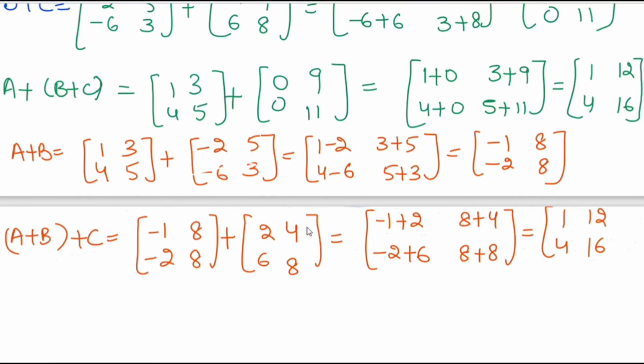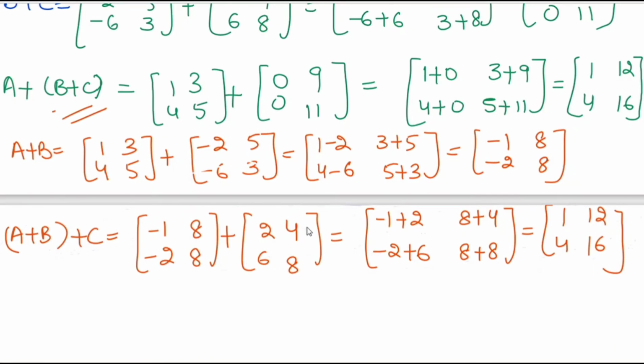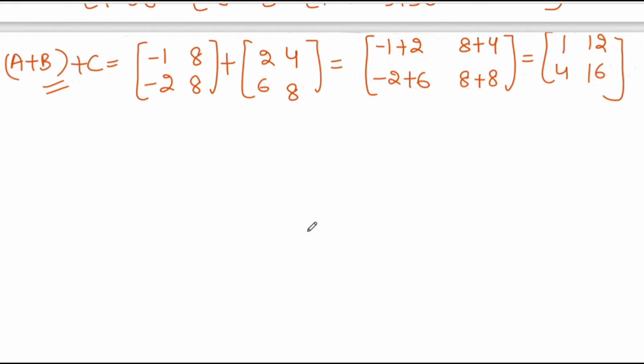Now we can see that these two results are same. So this implies that matrices are associative. That means if we have three matrices, then we can add any two matrices firstly, then add the third matrix to them and we get the same result.